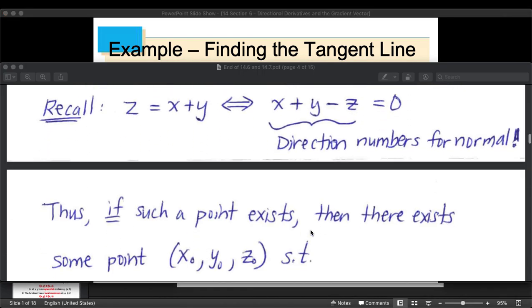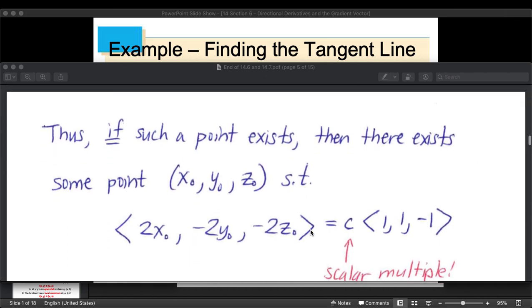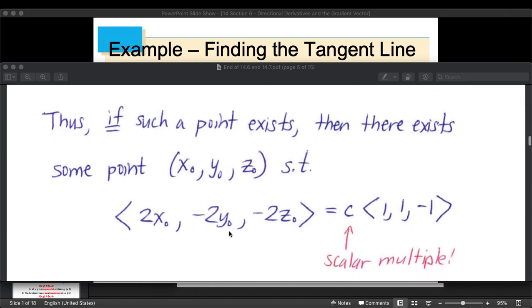So, now if such a point exists, then there must be some point x sub 0, y sub 0, z sub 0, such that the gradient vector at x sub 0, y sub 0, z sub 0 should equal some scalar multiple of the 1, 1, negative 1.